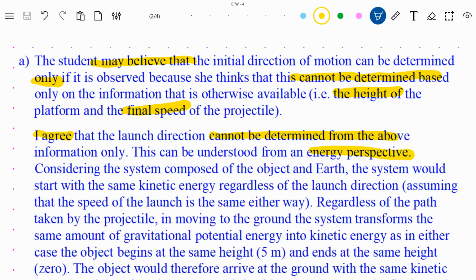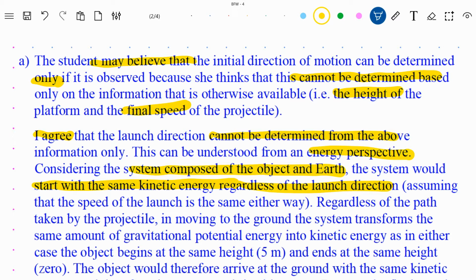So, considering the system, remember that I was told to define my system, so I'm going to consider the system composed of the object and Earth. Including Earth in my system does grant me access to the concept of gravitational potential energy, which I thought would be really useful here. So with that system defined, my system would start with the same kinetic energy, regardless of the launch direction, assuming that the speed of the launch is the same either way.